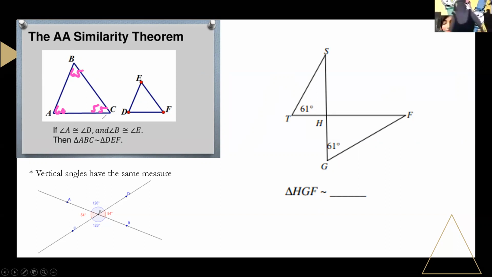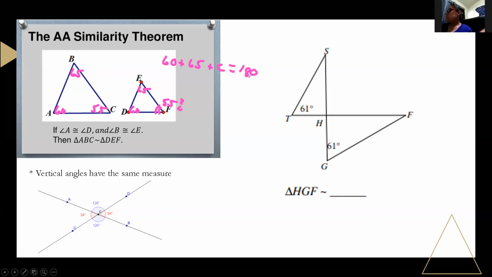Sure. Yeah, so you got it. 60, 65. So if this was 60 and this is 65, and that was the only information you knew, would you know that this one would have to be 55? Remember that all triangles have to add up to 180. So if I had 65 and 60 and this third angle, they would have to add up to 180, right?